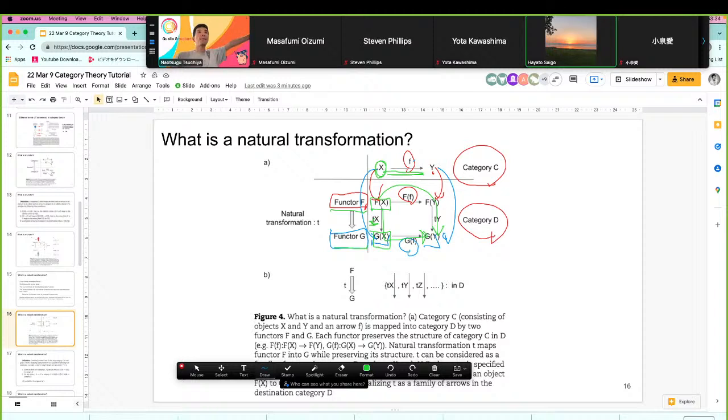And these two things are equal, that is the second. Oh, yeah, yeah. So the two pathways are the same. That's the second condition. Yeah, thank you.